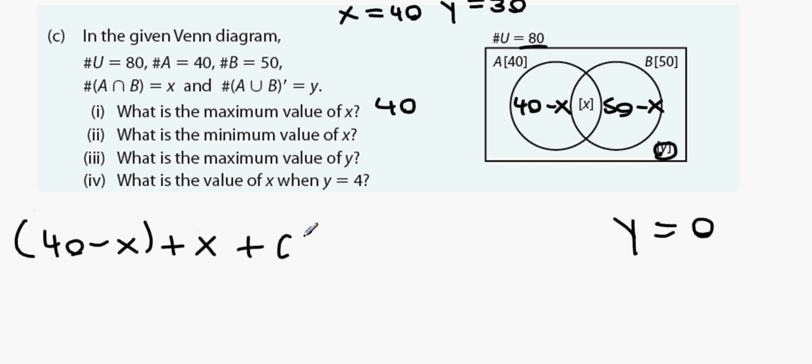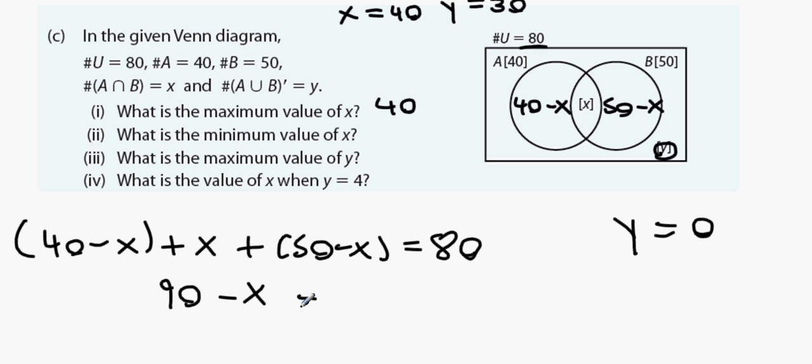plus 50 minus X, and this has to equal 80 because there's 80 people in the full thing. So we're going to get 90 minus X equals 80. Therefore the minimum value of X is 10. So X equals 10.